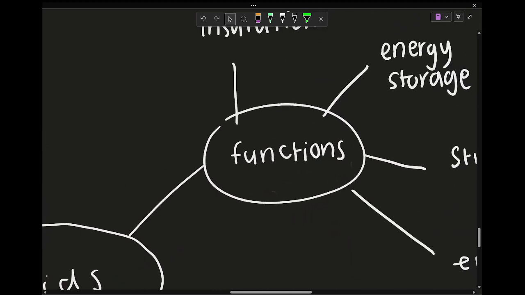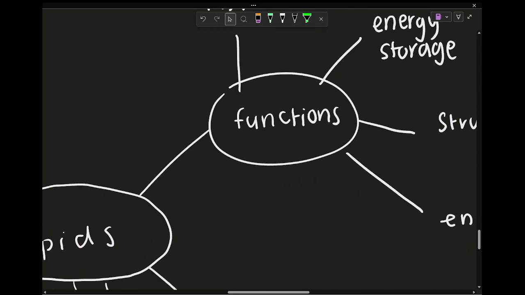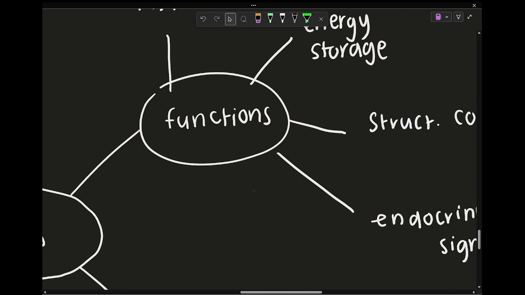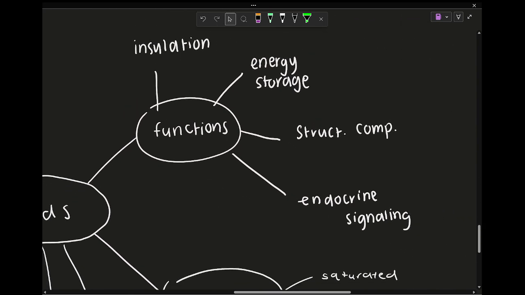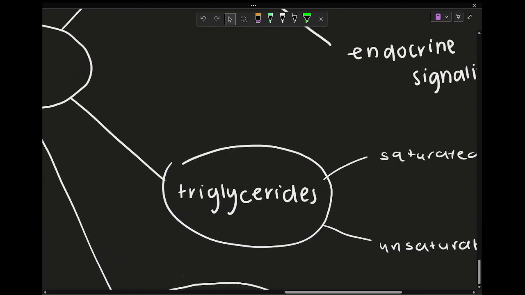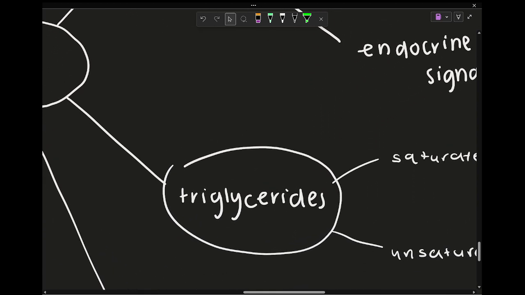One of their functions is insulation, another is energy storage, same as carbohydrates. They also have a structural function along with endocrine signaling. And then we can go on to the types. There's a bunch of different types of lipids. Let's start with triglycerides. Triglycerides consist of 3 fatty acid chains along with 1 glycerol backbone.